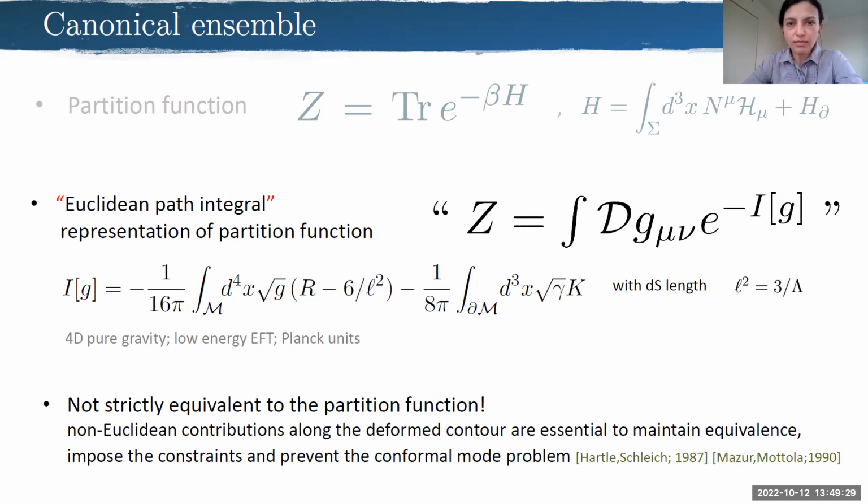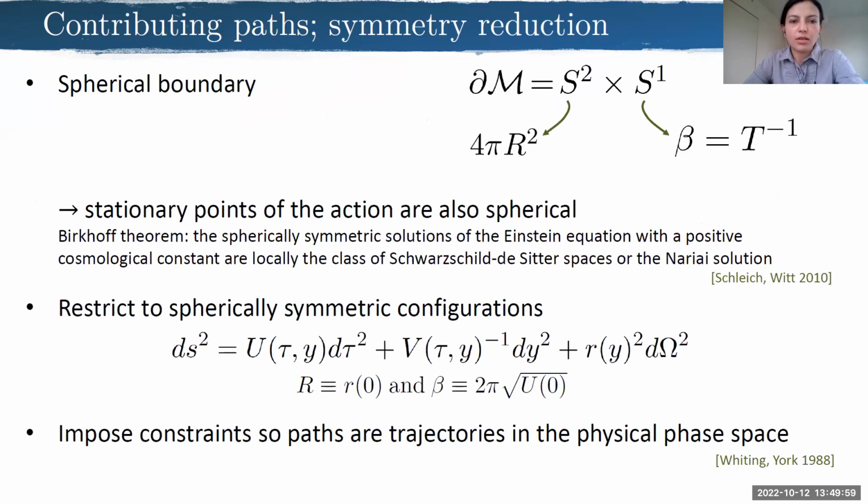So in that way, they are Euclidean configurations that contribute to the path integral, but we should keep in mind that non-Euclidean contributions also exist. And the main job is to make sure that the constraints are satisfied. So in effect, we pick paths that are Euclidean and satisfy the constraints and are also spherically symmetric, to simplify the analysis. So that's what I was explaining.